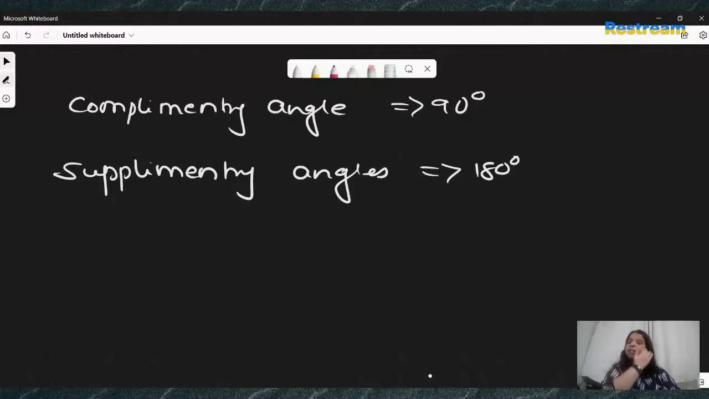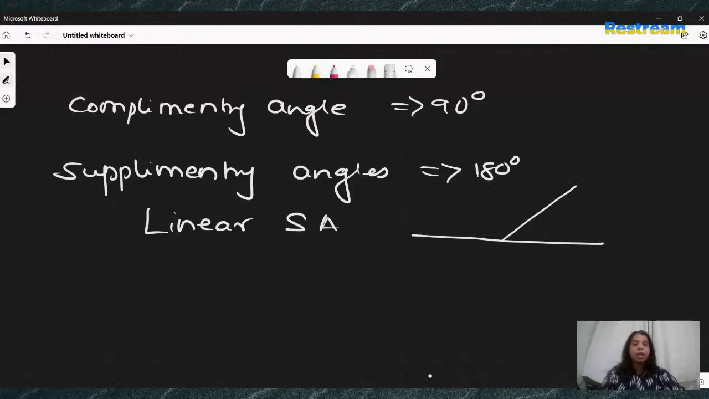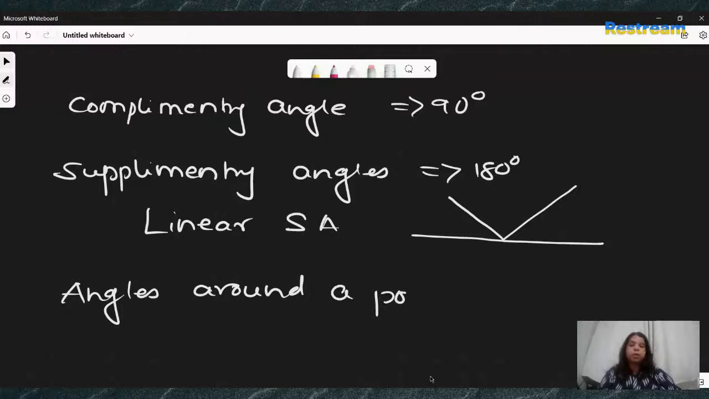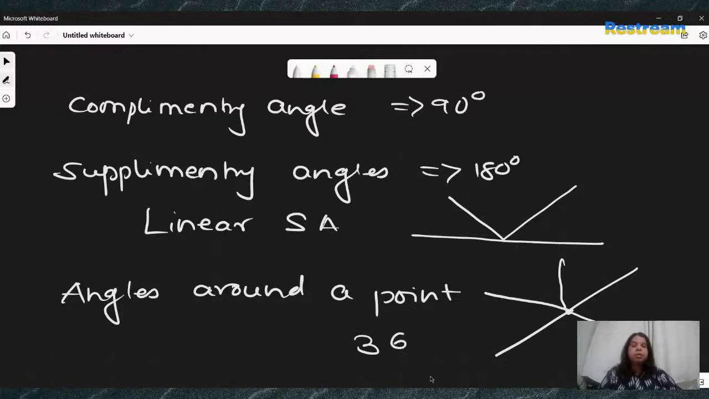And in this, we have a subcategory called linear supplementary angles. Let's just call it SA for short, where all the angles have to be starting from one single point and they have to lie on a single line. So linear supplementary, that is they're lying on a single line. And then we have angles around a point. Angle around a point means all the angles are originating from one single point and together they make 360 degrees.